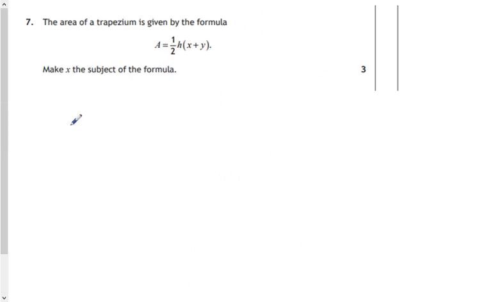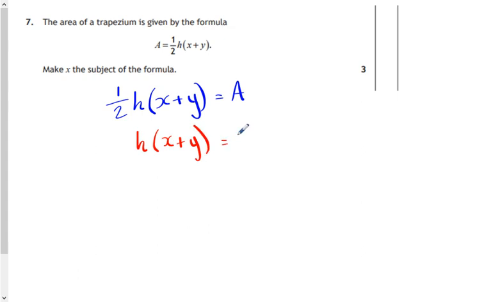Okay, the area of a trapezium is given by the formula A equals a half h times x plus y. Make x the subject of this formula. It's a really handy formula if you can memorize it, but it is very specific. All right, so we want x to be the subject of the formula, which means we're going to have to break it out of those brackets. So to start with, I'm going to flip it around so that I've got a half h times x plus y is equal to A, just to keep my x on the left-hand side. Now I'm going to get rid of the half by multiplying by 2, so I get that h times x plus y is equal to 2A, just by doubling everything.